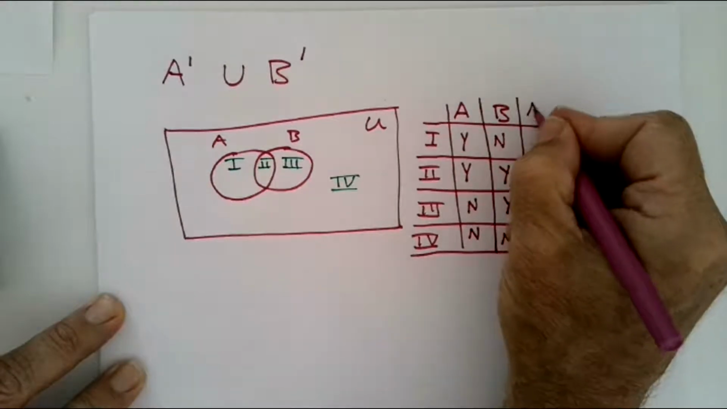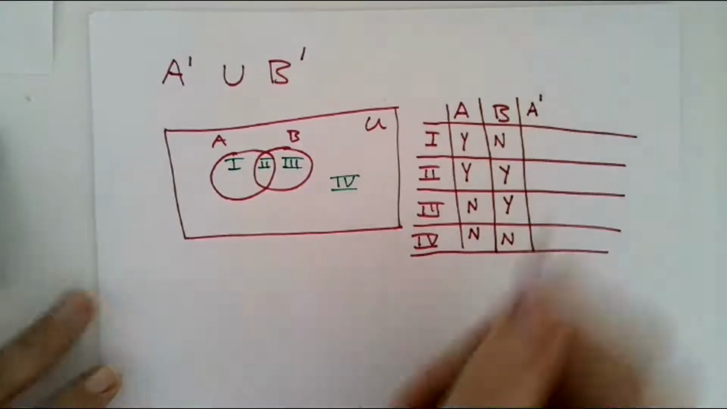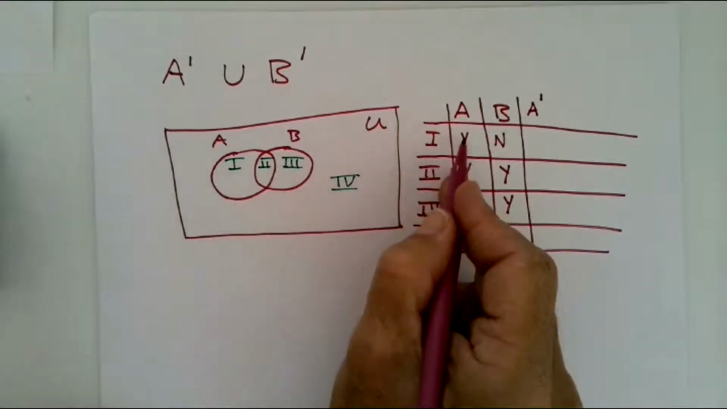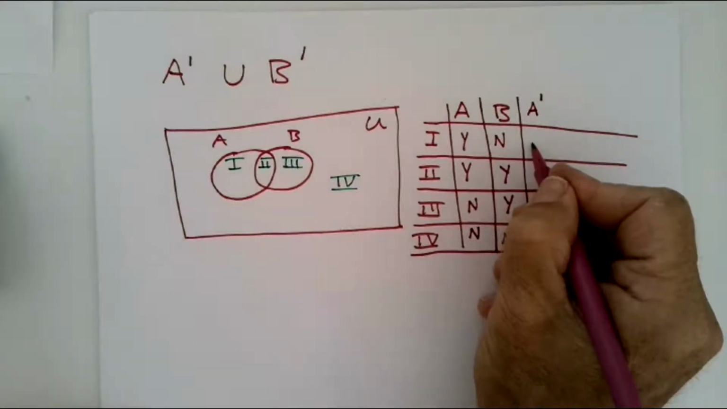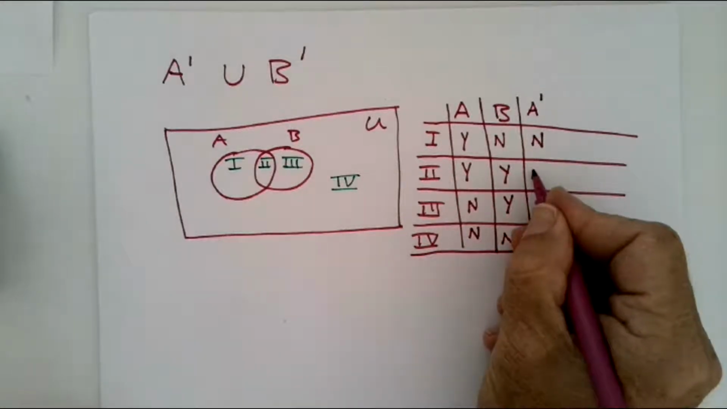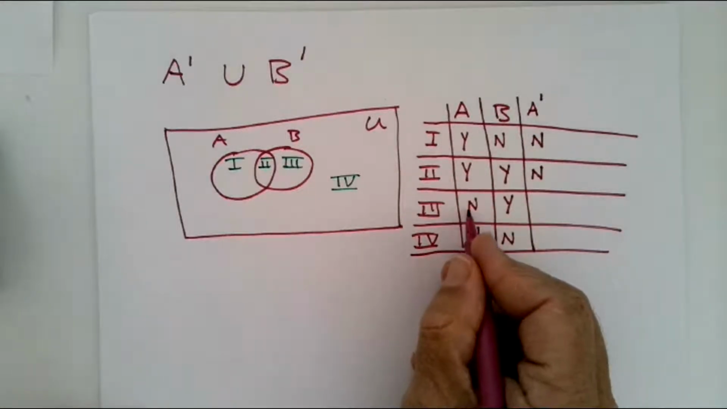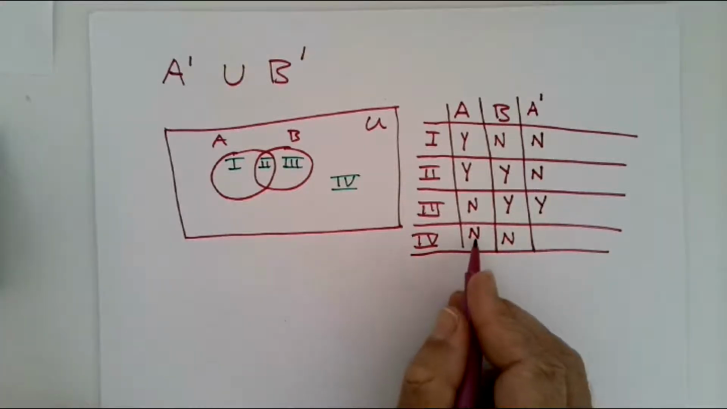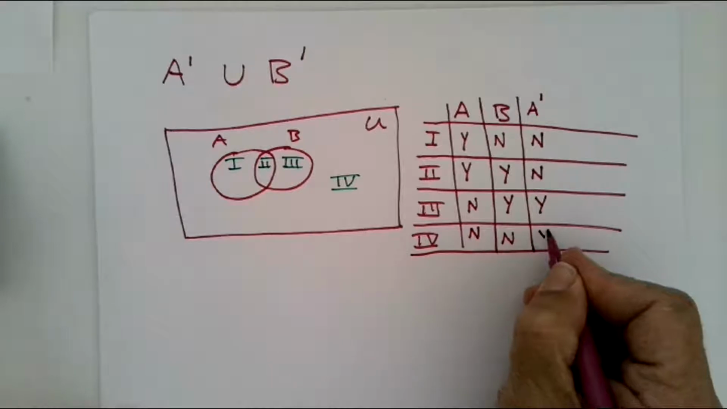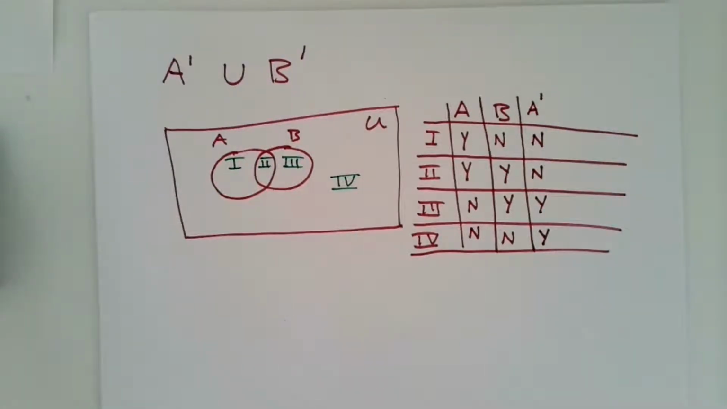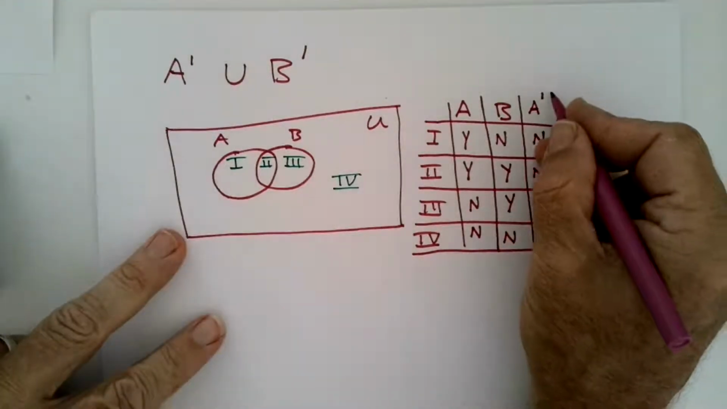Now I'm going to look at A complement. Remember, if it's not in A, is it true that region 1 is not in A? Well, region 1 is a yes, so it's a no for not in A. Region 2 is a yes, so it's a no for not in A. Region 3, not in A, which makes it a yes for A complement. Region 4, not in A, makes it a yes for A complement. Notice, if you're a yes, become a no. If you're a no, become a yes to go from A to A complement. Same argument for B complement.